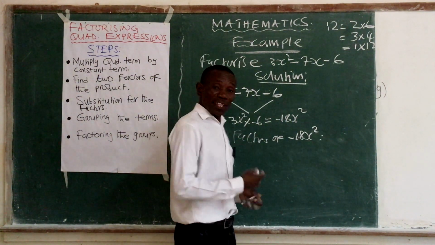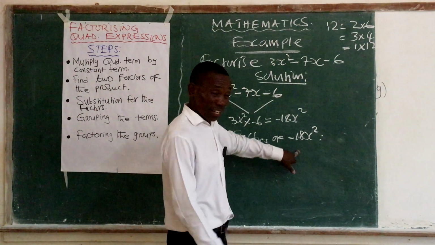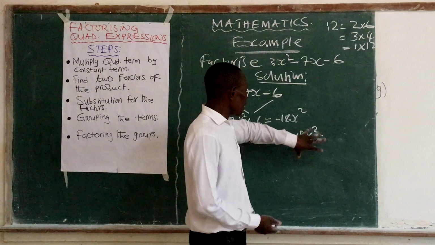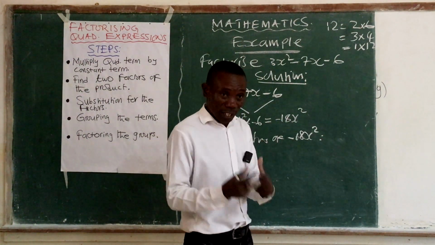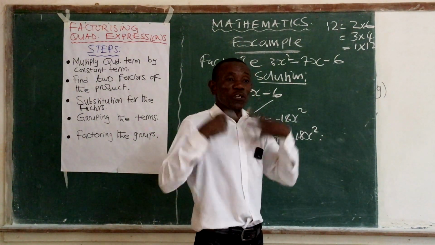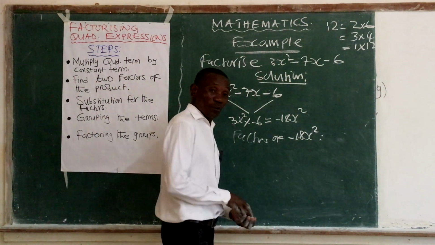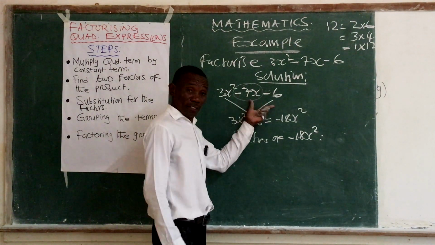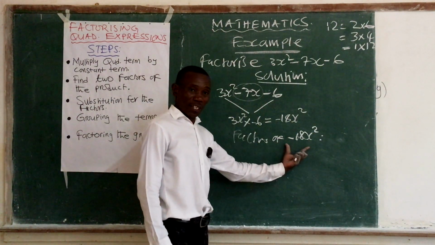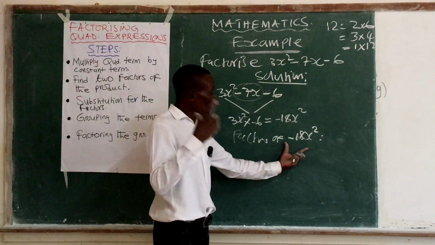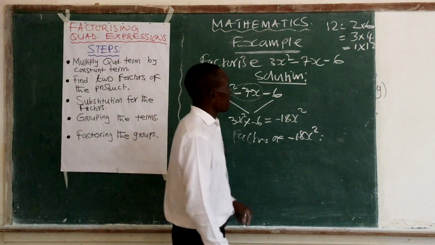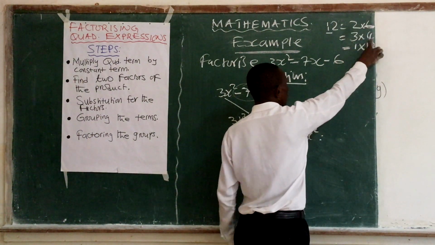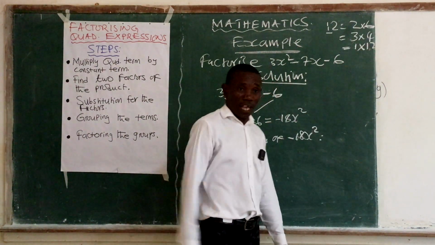Right, but here there are some conditions that need to be considered. This term has several factors, but the factors that we need are just 2 factors which, when you add, need to give you the middle term. Here it is negative 7x. This one has several factors, 2 factors which you can multiply. For example, 12 has 2 and 6, 3 and 4, 1 and 12 itself in pairs.